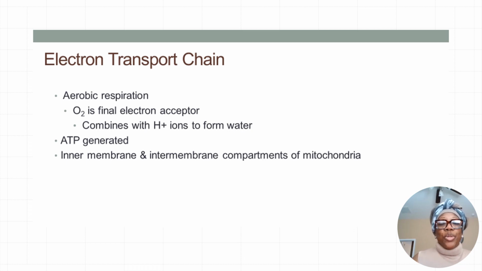So, electron transport chain in aerobic respiration, remember the word aerobic just means that oxygen is involved. Oxygen is the final electron acceptor. It combines with hydrogen ions to form water, H2O. ATP is generated during aerobic respiration, and the intermembrane compartments of mitochondria is where this aerobic respiration takes place.